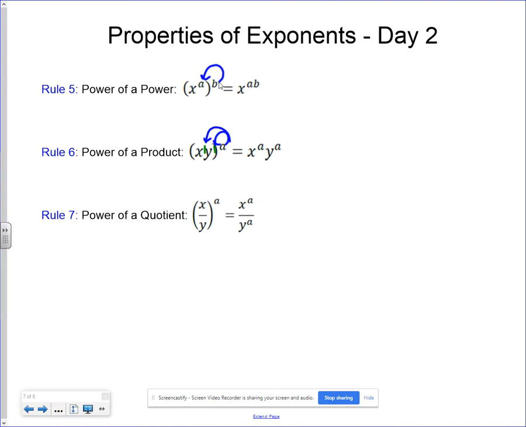Same thing if it was a quotient or using division. The exponents on these variables are 1. Take the exponent on the outside, like the Schroeder property, and distribute that to all the exponents on the inside. So these are the three rules that we're going to be working on today, but you might have to use some of the rules that you learned yesterday as well.